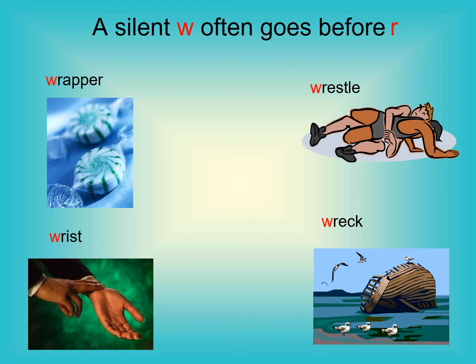Now, when I read the following words, if you listen to the words, you'll think that they all start with R. But if you need to write them, you have to start with W, because a silent W often goes before R. And the words are, just listen carefully, wrapper, wrestle, wrist, wreck. It all sounds like these words start with R, but they don't. They all have a silent W that goes before the R.